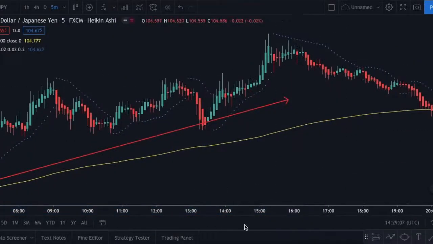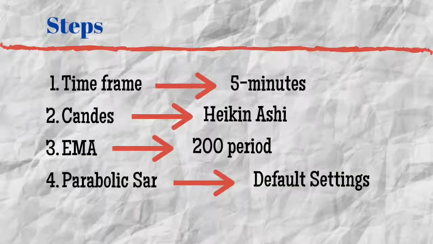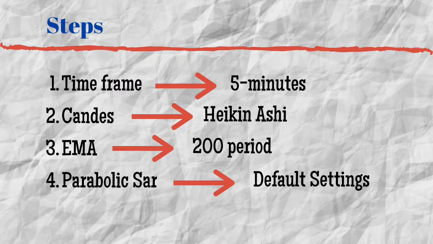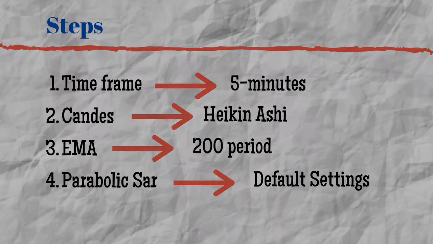Before starting with our examples, I want to show you the 4 changes we made in our chart and indicators. First, we changed the time frame to 5 minutes. Second, we changed the candlestick to the Heikin Ashi. And then, we added EMA and Parabolic SAR to the chart. Also we changed the length of the EMA to 200. If you want you can pause the video here and take a screenshot.